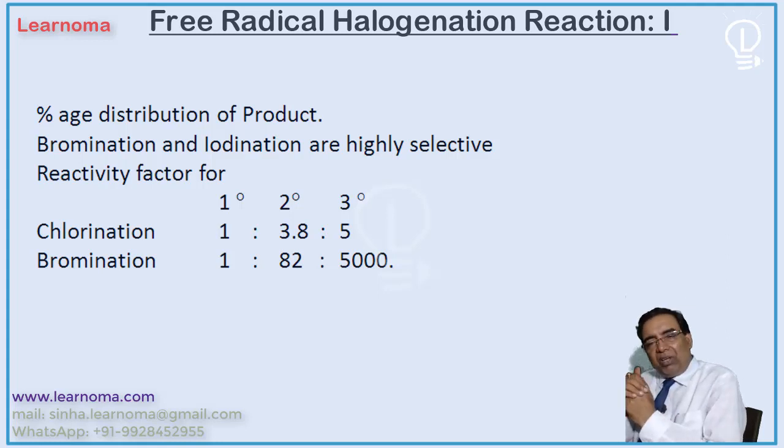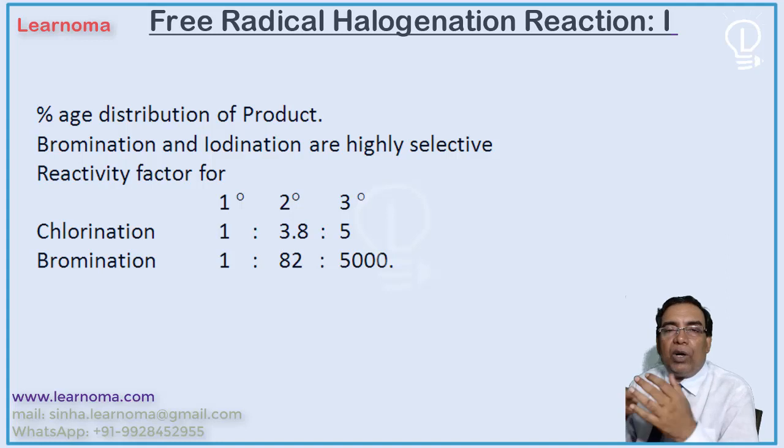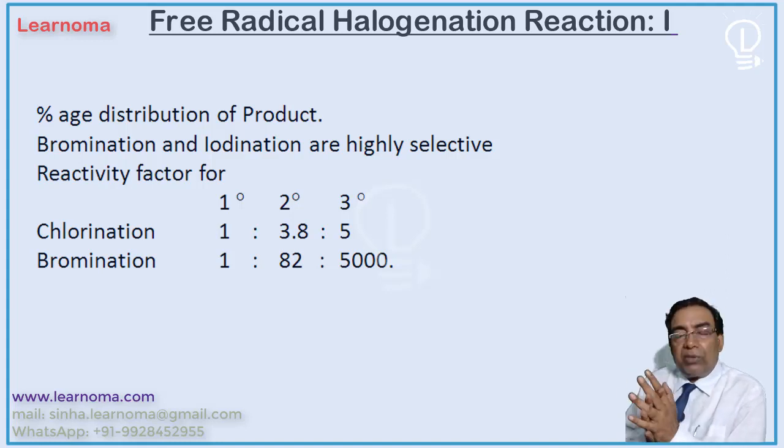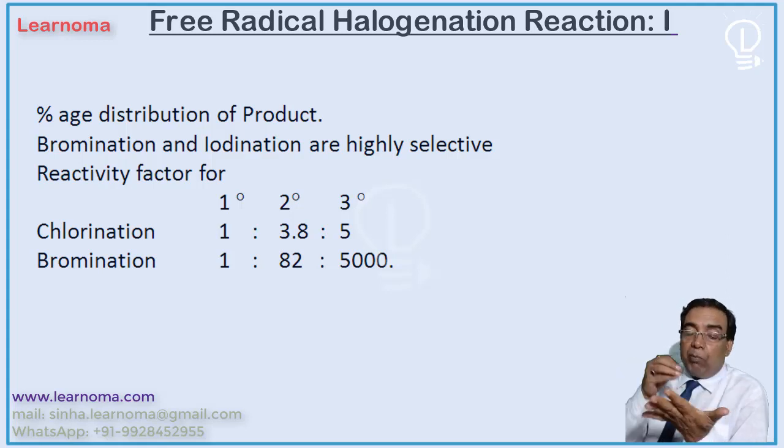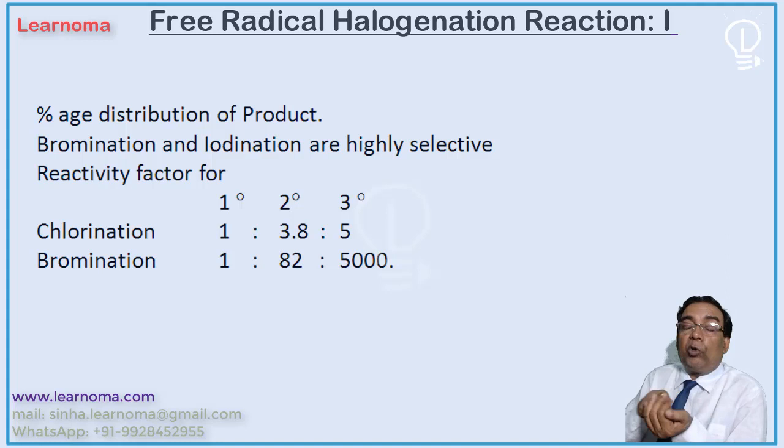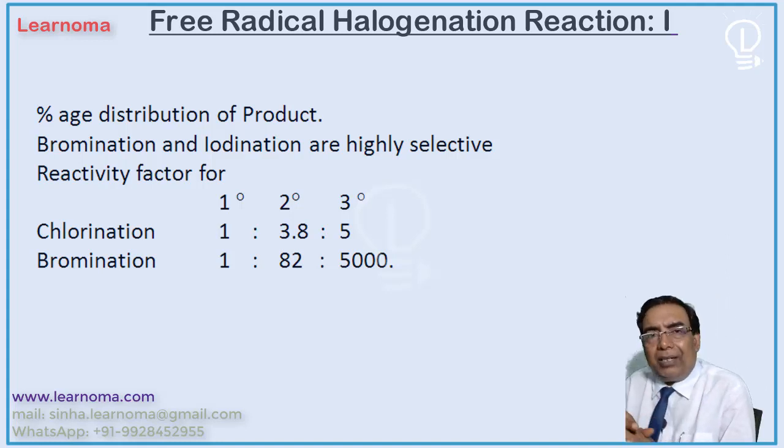Overall, okay. Next, the next point is very, very crucial from the examination point of view. Percentage distribution of product. What happens if some species with 1 degree, 2 degree, 3 degree hydrogen react with chlorine in the presence of sunlight? What will be the dominating product? If someone asks you, give the monochloro product. What is the dominating monochloro product?